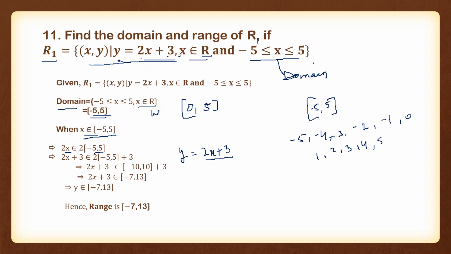Y equals to plus 3. So y equals to plus 3, that means we'll add plus 3 also here. So plus 3 here, also plus 3. So 2 into minus 5 gives minus 10, 2 into 5 gives 10. Plus 3 as it is.